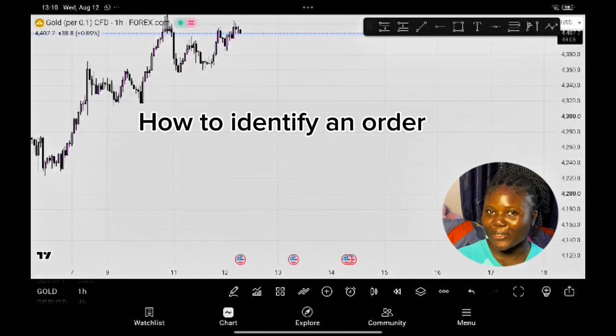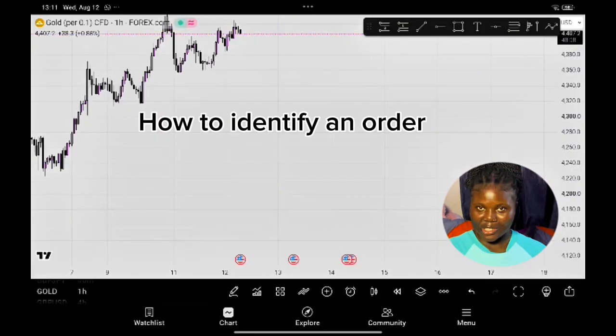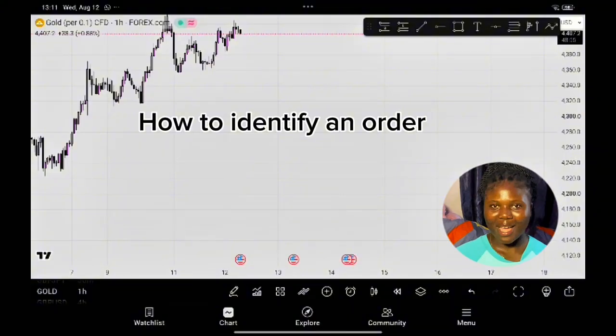Hi, in today's video, I'm going to be talking about order blocks. So what are order blocks? Order blocks are zones in the market where institutional limit orders are being placed. So in today's video, we are going to be talking about order blocks and how to identify them, how to spot them, and how to use them to trade in the market.